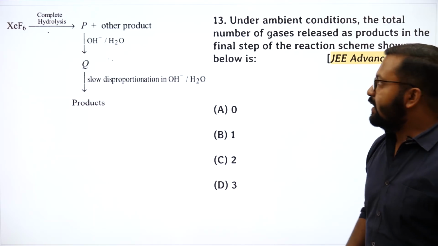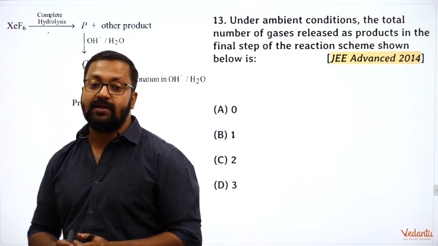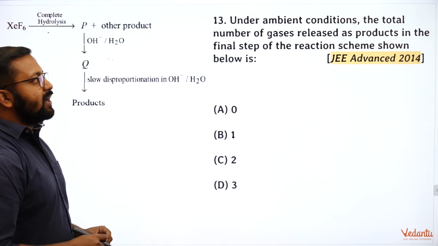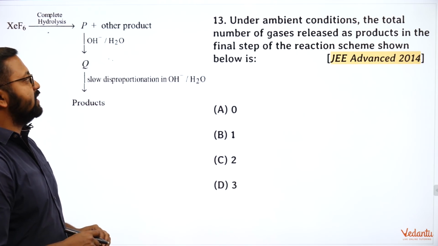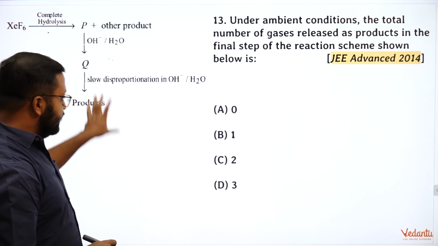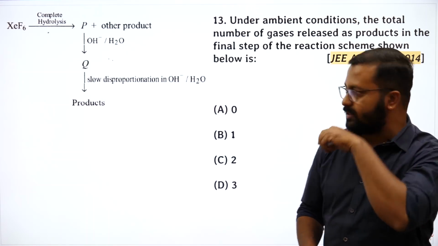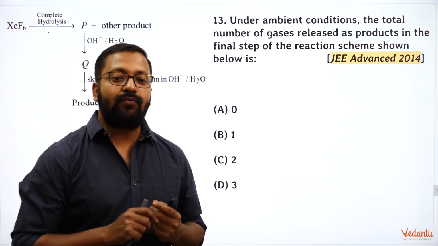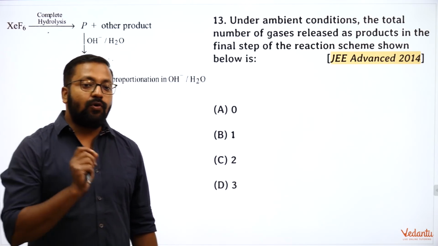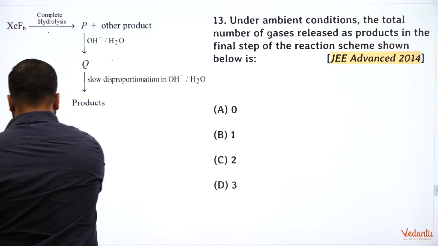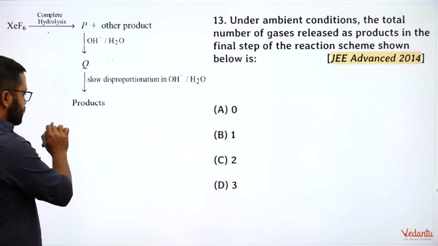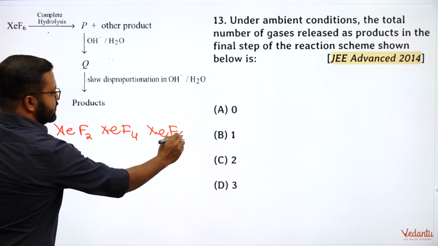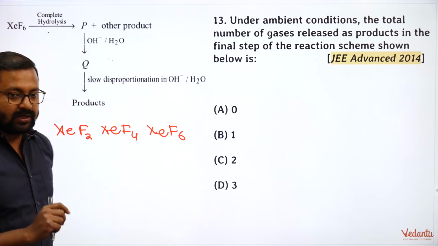The next question is this: under ambient conditions. Why I have taken this question is that this is one of the few instances where a particular concept was asked. Under ambient conditions, the total number of gases released as products in the final step of the reaction scheme. In the final step, how many gaseous products are present? What we have over here is XeF6. Now, whenever you see xenon fluorine compounds, they can appear as XeF2, XeF4, XeF6. They can appear in these three forms.